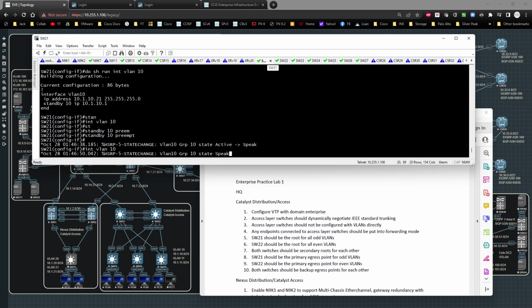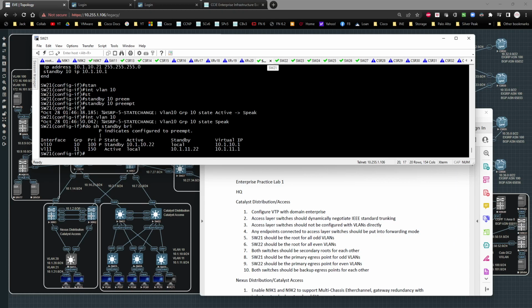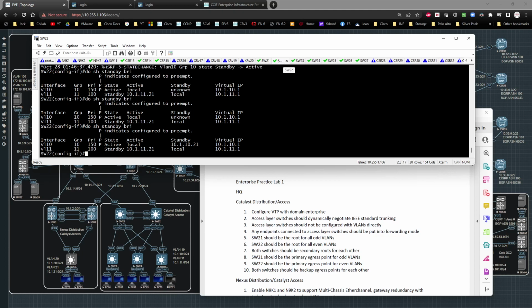Oh, I didn't do the show standby brief. There we go. So active is local, and then we should be able to go over here to 22 and do the same thing again. There we go. So now it's working correctly.